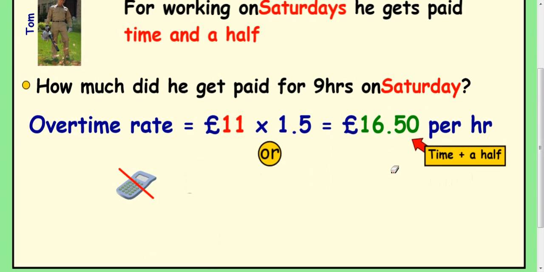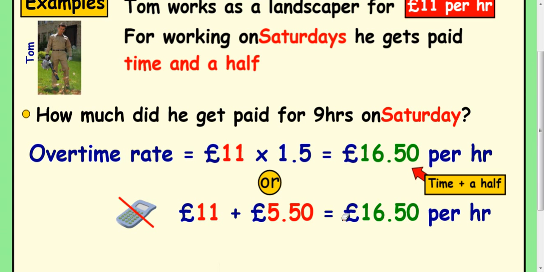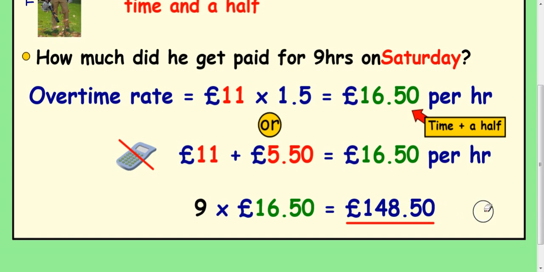If you didn't have a calculator, you could just get your £11 and add on a half of 11, which is £5.50, and that gets your hourly rate. So he's getting £16.50 every hour, and he's working for 9 hours, so if you times that by 9, you'll get your answer.